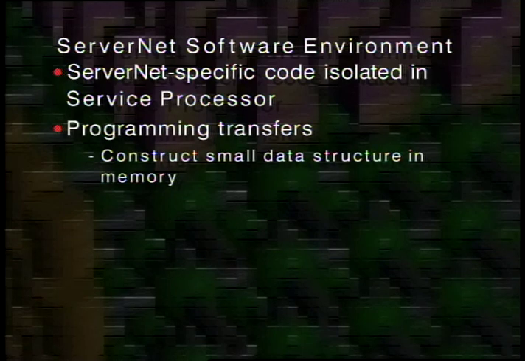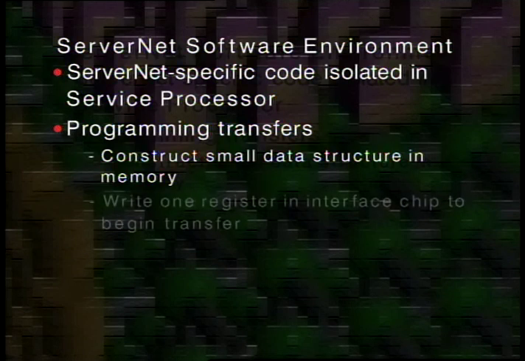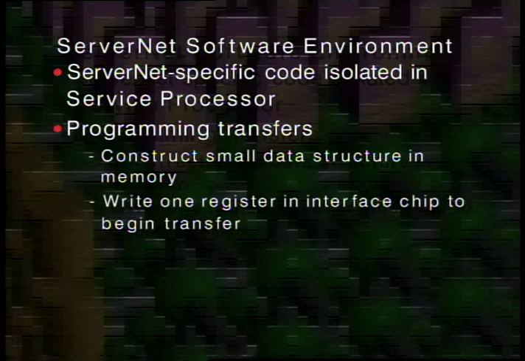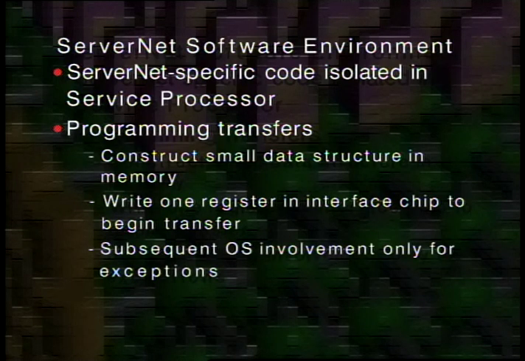The programming model, viewed from an operating system perspective, is fairly simple. Most operations simply require the operating system to construct a small data structure in main memory to specify the transfer. The software writes a memory mapped register in the processor interface chip to begin the transfer. ServerNet hardware then does the rest, with subsequent operating system involvement only for exception conditions. The data structures can be chained together to form more complex commands. Higher-level messaging and I/O drivers are then built on top of this simple data transfer operation.